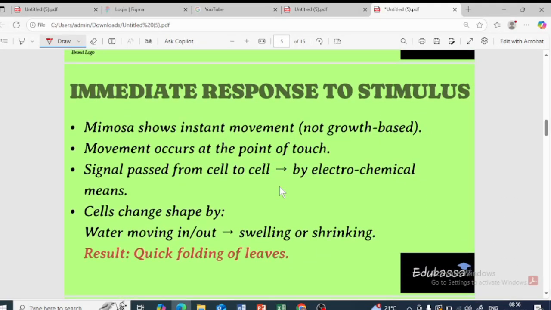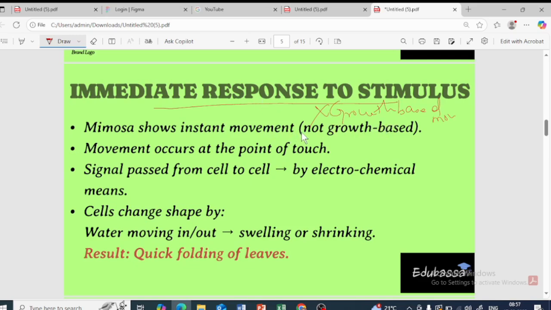Now, immediate response to stimuli. I have told you the mimosa plant, when you touch it, it is going to bend, droop, and fold its leaves. How exactly that takes place, we will learn here. See, the mimosa shows instant movement, not growth-based movement. So this immediate response to stimulus is not a growth-based movement. It is independent of growth, isn't it? It is not a growth-based movement.